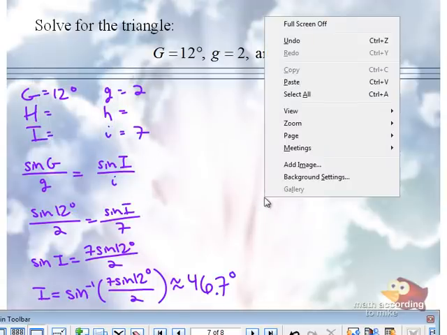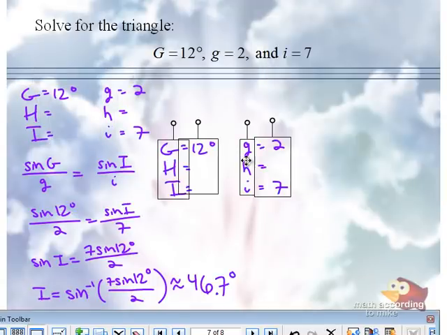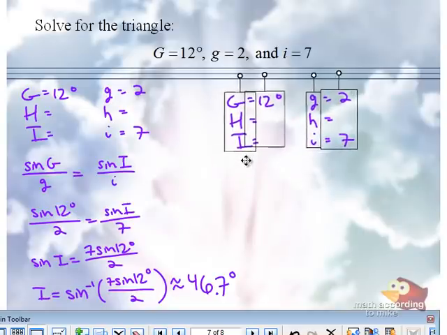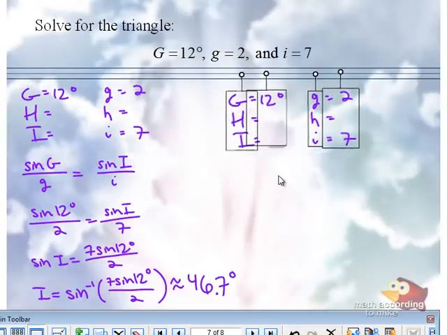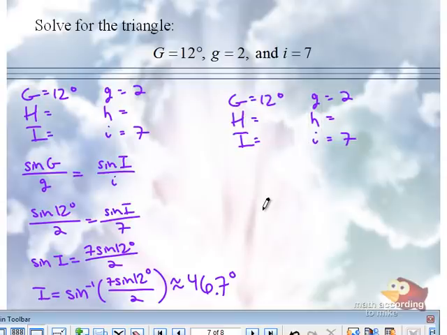We have 2 triangles. Copy. See how well this works today. Oh, paste. Oh, nice. Good job. That's good. So in the left-hand side, we're going to have I is 46.7 degrees. And the right-hand one, we're going orange. We're going to have 133.3 degrees. So we're going to have 2 triangles.